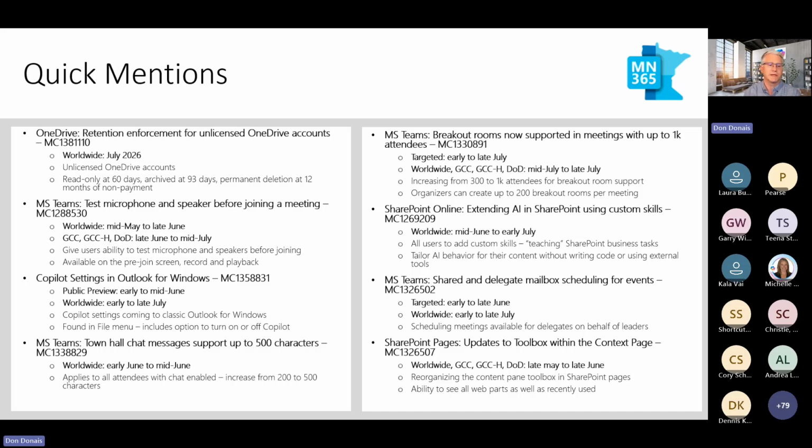So what's happening here worldwide in July is if you have unlicensed OneDrive accounts, then what's going to happen, it's going to go into read-only at 60 days. And I'm not sure exactly if it's 60 days after this enforcement or 60 days when it was last licensed. I think it's going to be from last license. So at 60 days, it's going to go into read-only. Then it's going to go archived in 93 days. And then finally, permanent deletion at 12 months of non-payment, right?